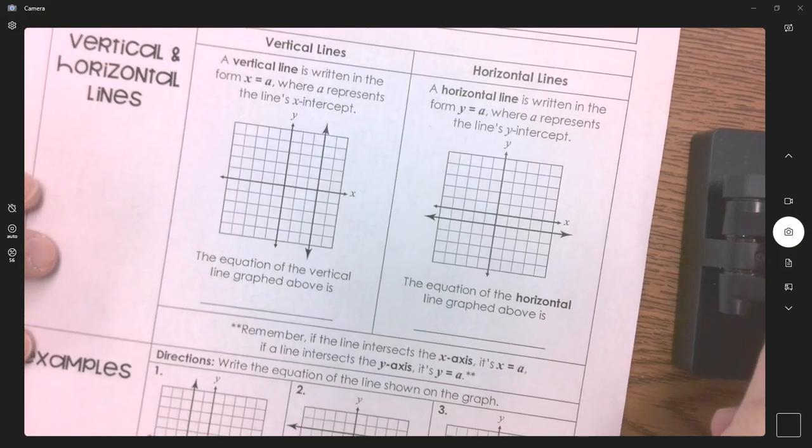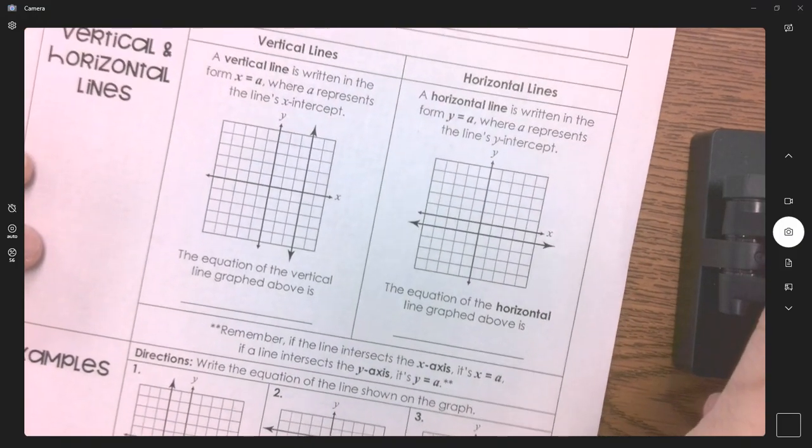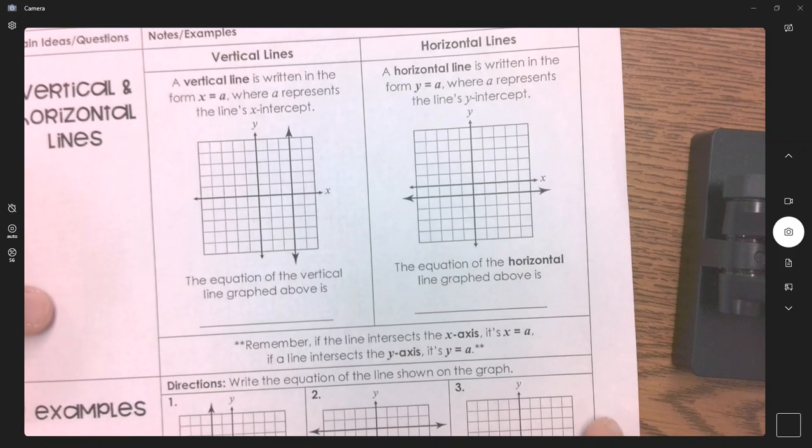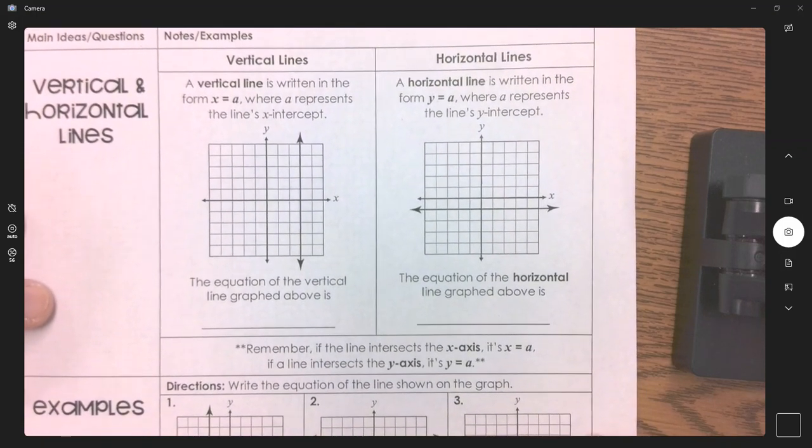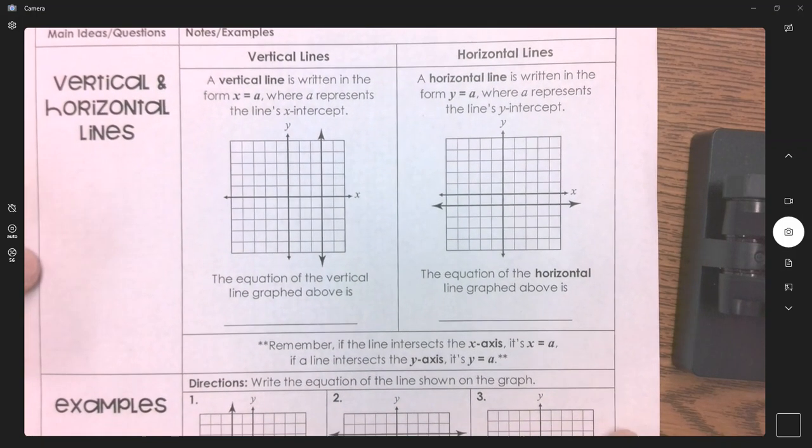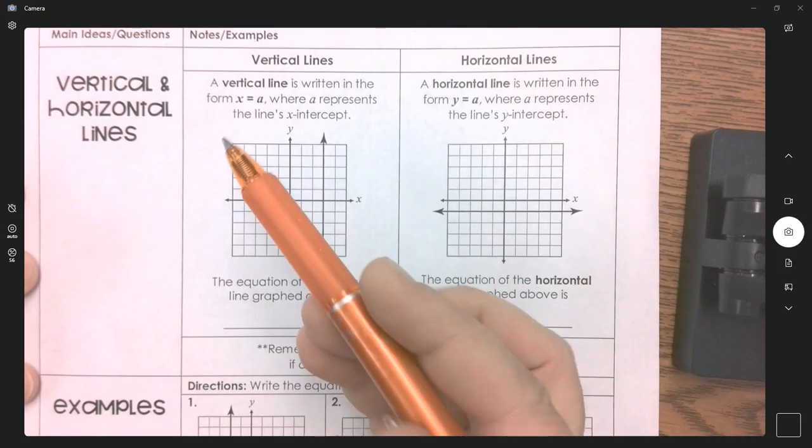Today we're going to do a quick review of vertical and horizontal lines in preparation for our next unit. And then I would like for you guys to do some time on catch-up work, okay? So let's just quick review.